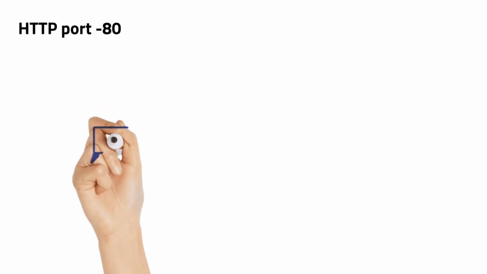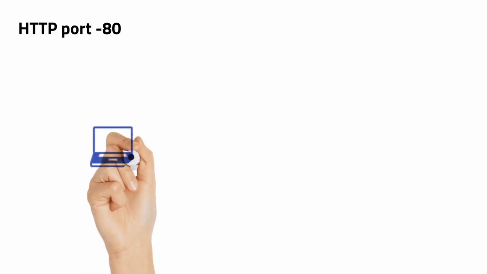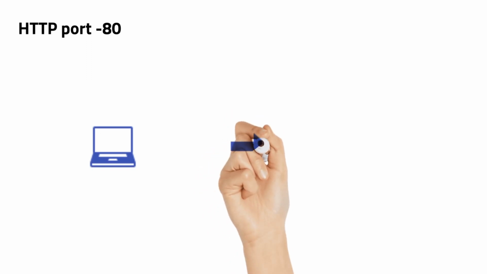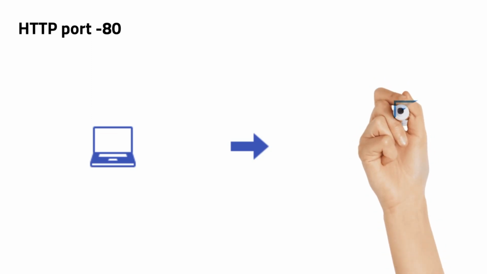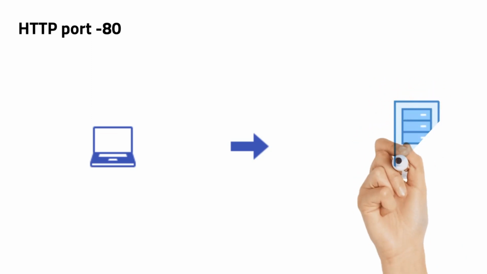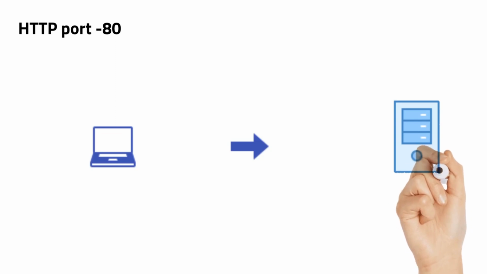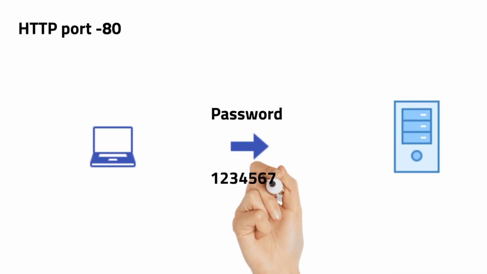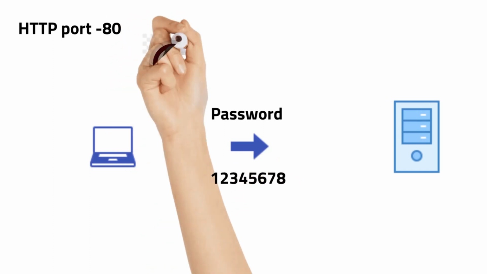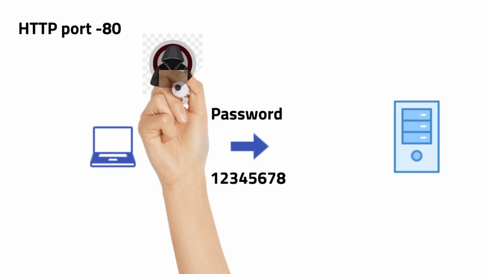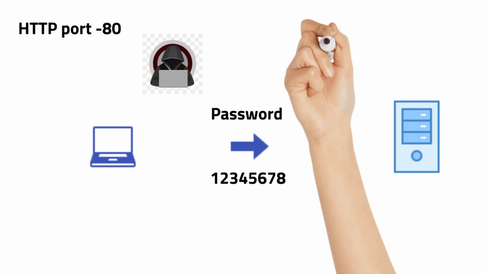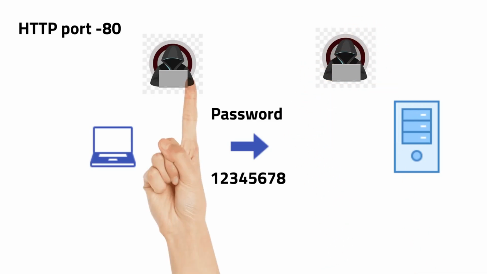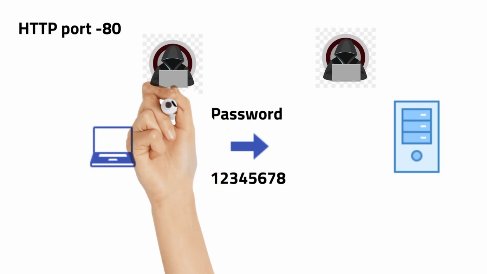When the transaction between the client and the server is not encrypted, then it is using the HTTP protocol and port 80. This means when you are entering a password, for example, it will be in clear text. It will get transferred in the form of clear text to the server. So anyone can intercept the traffic and read the message or get the password.